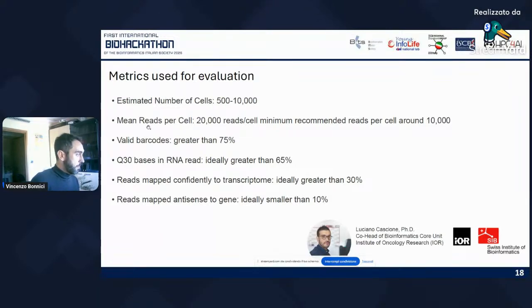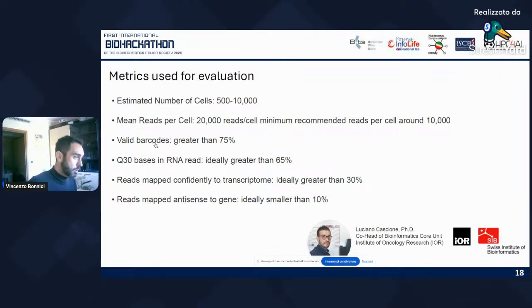The mean reads per cell should be 20K, so 20,000 reads per cell, but the minimum recommended is 10,000 per cell. So you should have 10,000 reads mapping in each cell. It means for each barcode, cell barcode, you should have this amount of reads, but we will see this later.